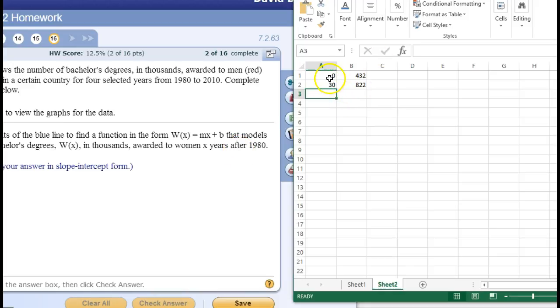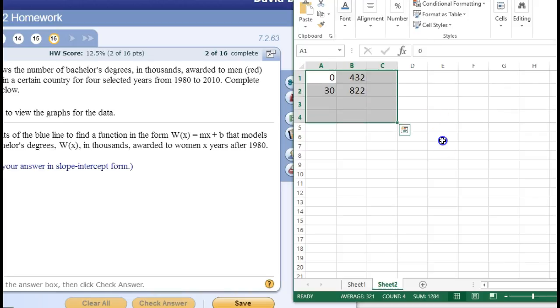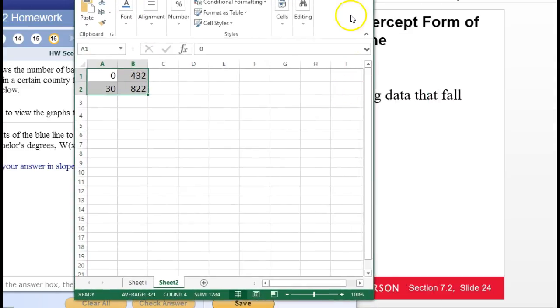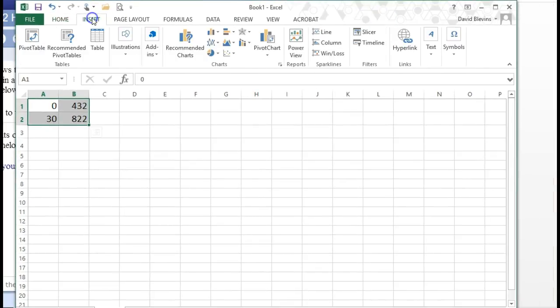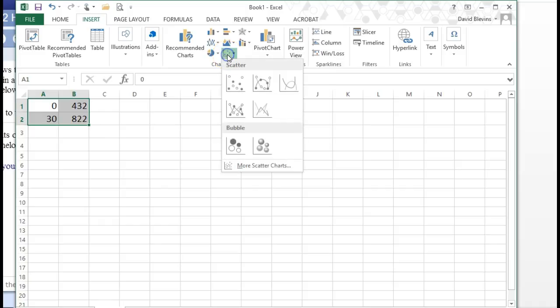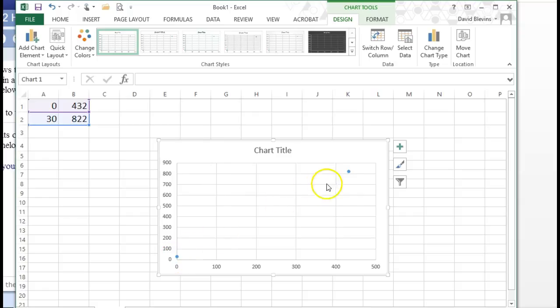Okay, now once I've got those in, let me blow this up so you can see it a little bit better. I'm going to highlight 0 down to 822, click Insert, and then select this scatter plot right here. Notice there's those 2 points that we see. That's the 0, 432.